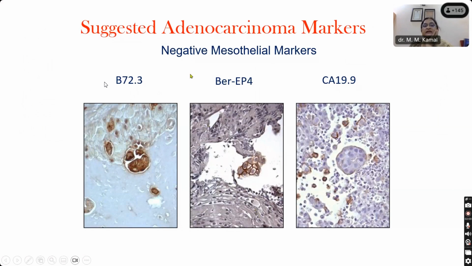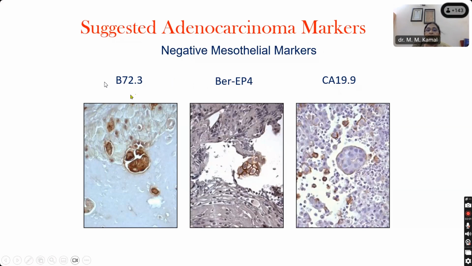Now, what are the suggested adenocarcinoma markers? See, any marker which is negative for both the benign and reactive mesothelial cells and the malignant mesothelial cells becomes a very good marker for adenocarcinoma. So now you have these three markers. Can you read them out?